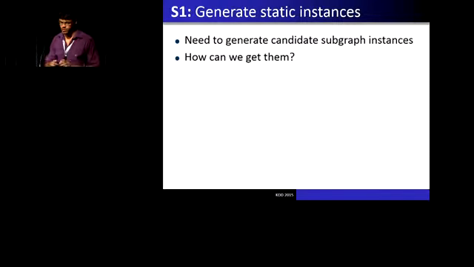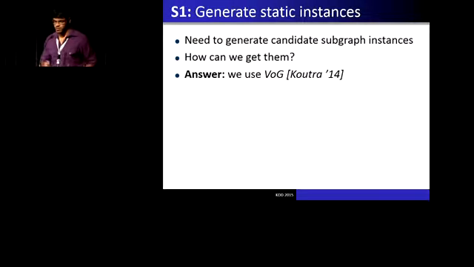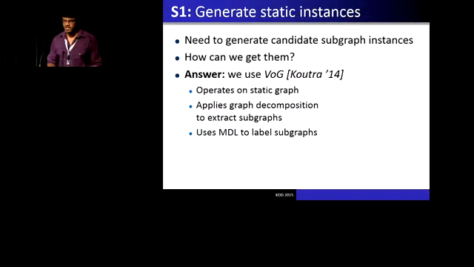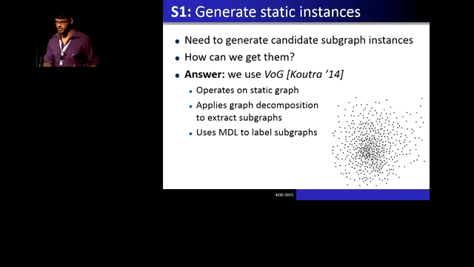Okay, so first step, we need to actually generate these subgraph structures. This is a hard problem in itself, and there are not a lot of good ways to get them, but one of the good ways is proposed in a paper called VOG by Koutra, who was one of the co-authors in this paper, in SDM 14. And this method essentially operates on static graphs and applies a variety of graph decomposition tools like METIS, cross-association, and so on and so forth to extract subgraphs from the overall graph. And it uses MDL to label the subgraphs according to the relevant connectivity patterns.